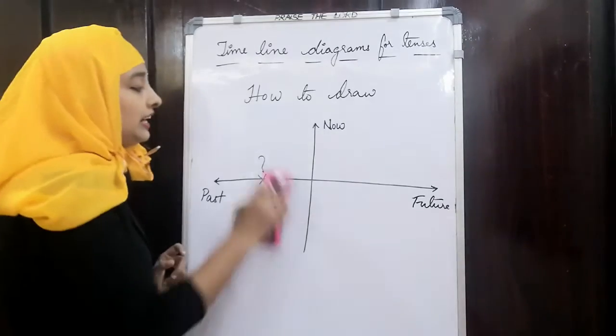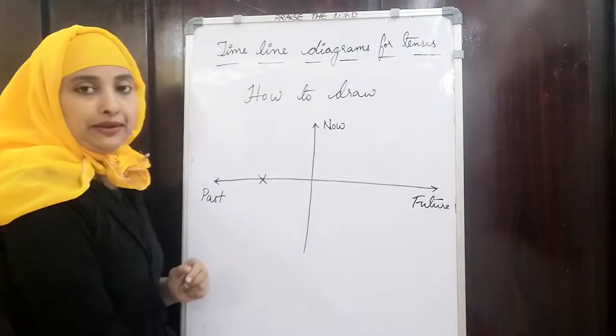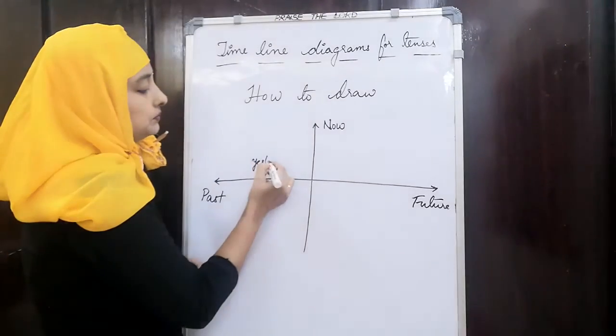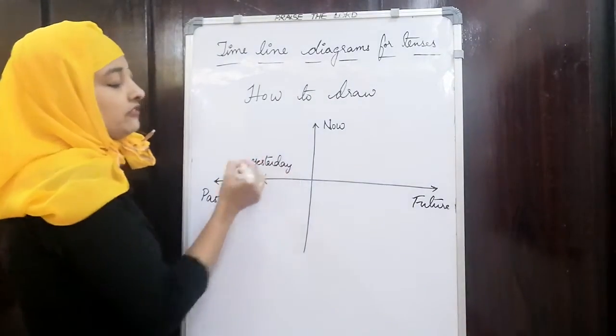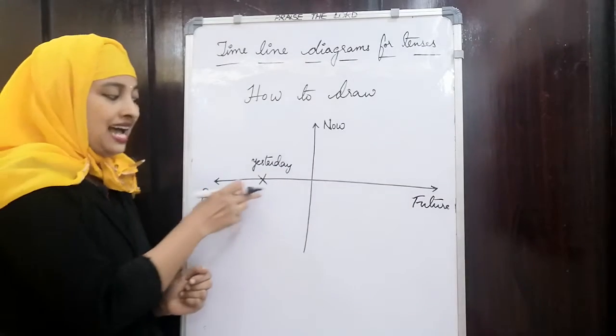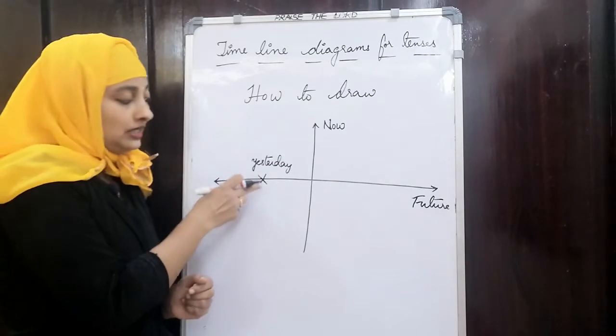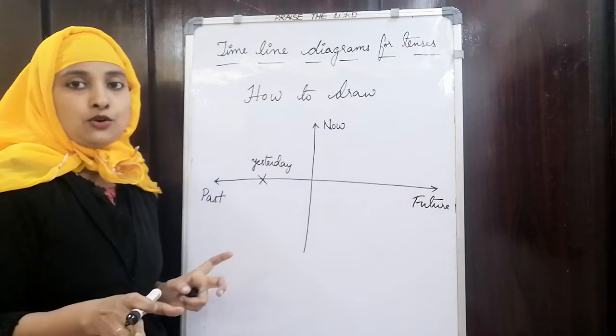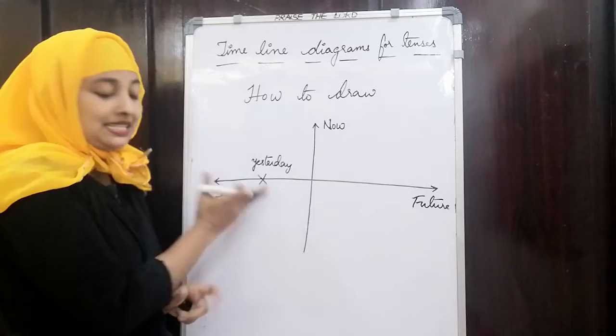Now suppose we exactly know when it happened, like yesterday. Suppose it happened yesterday. So in the past, it happened yesterday. So this is an event which happened, a completed, finished event. Okay, so this is a simple event representation.